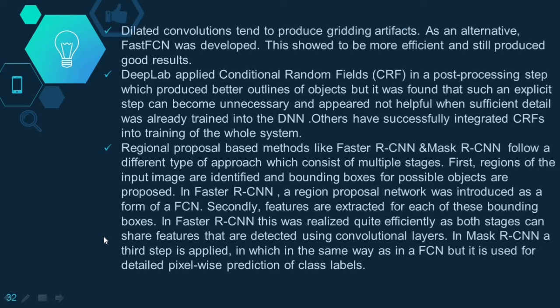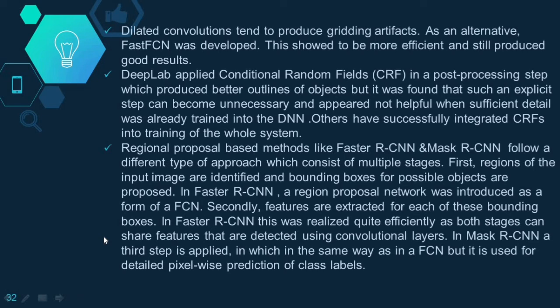In Faster R-CNN, a region proposal network was introduced as a form of FCN. Secondly, features are extracted for each of these bounding boxes. Faster R-CNN was realized quite efficiently as both stages can share features that are detected using convolutional layers.